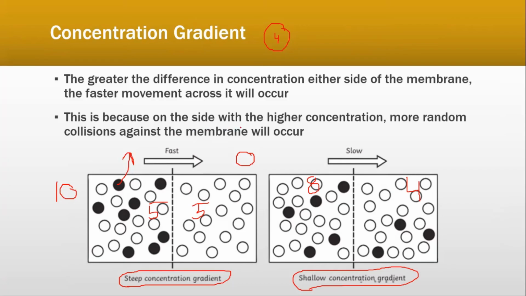This is because on the side with the higher concentration, for example this side, more random collisions against the membrane will occur. As you can see, the molecules which have to be transported to the right side are present in greater number on the left side in a steeper concentration gradient, hence more collisions against the membrane will occur, and the rate of diffusion will be faster. So the steeper the concentration gradient, the faster the rate of diffusion.